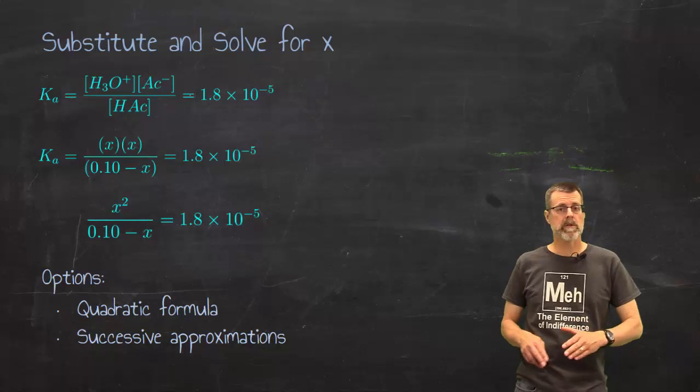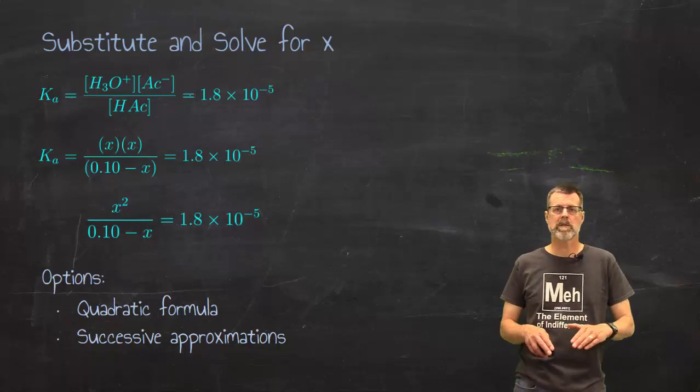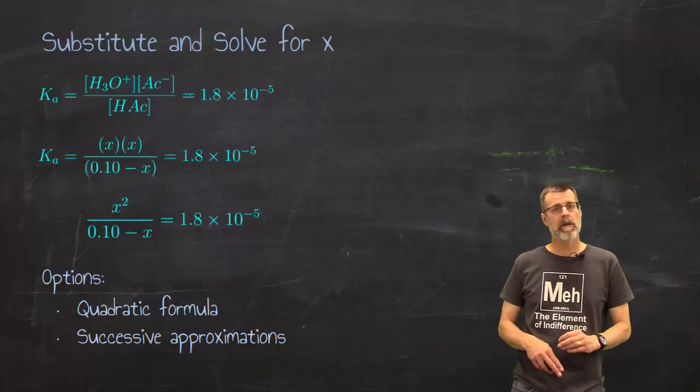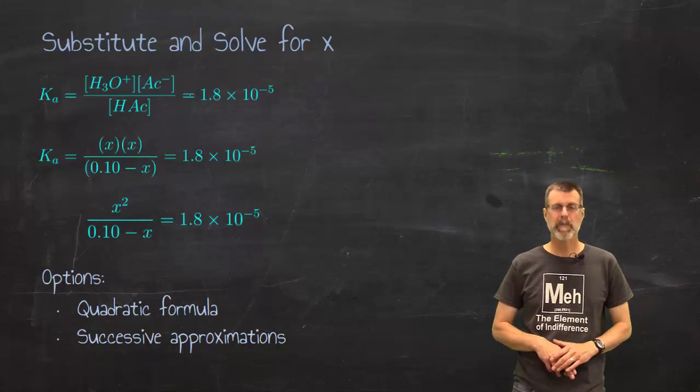The other thing I can do is something called successive approximations, which is basically a bunch of guess and check, although it's more systematic than just simply throwing numbers at it. That's where we're going to spend our time today.